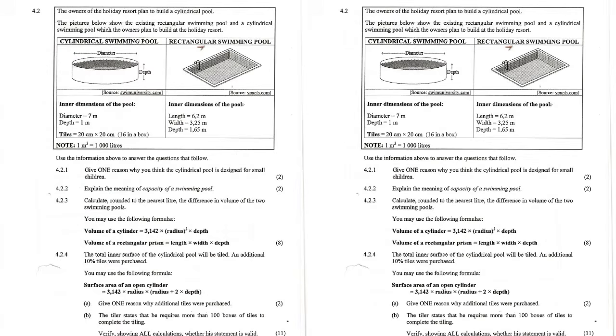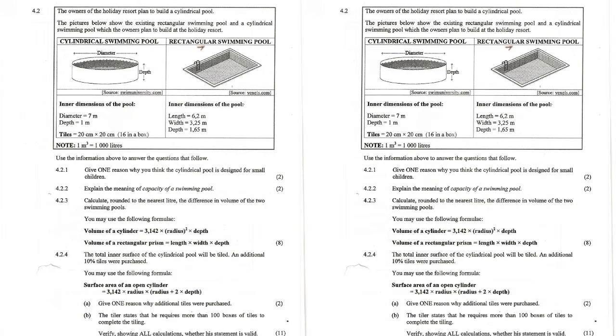And the next question, which is question 4.2.4: the total inner surface of the cylindrical pool will be tiled. An additional 10% tiles were purchased. You may use the following formula, and we have been given the formula to calculate the surface area of an open cylinder. So just to explain what they are saying here, they are going to tile the inner surface or the inside of the cylindrical swimming pool, and on top of the tiles required to tile the inside of the pool, they also purchased an additional 10% of tiles.